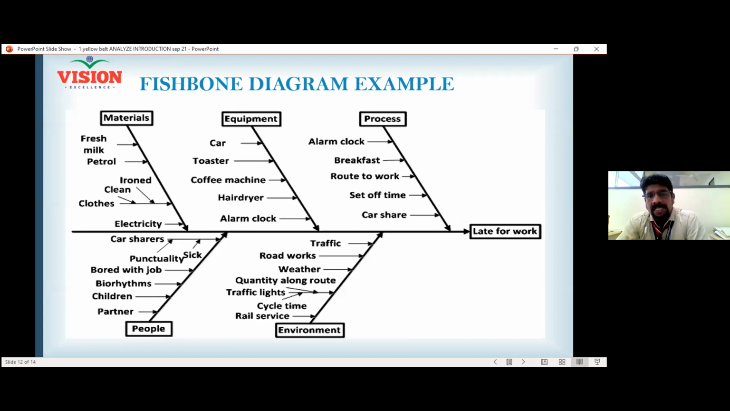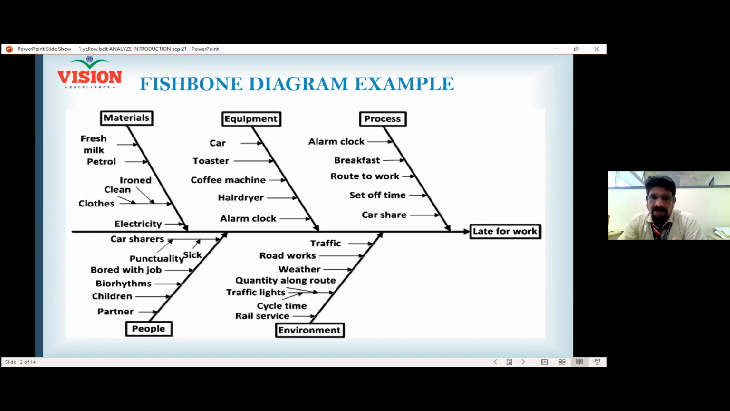Then what are the equipments connected to my friend's movement to work? He is using a car, a toaster machine for making breakfast, a coffee machine for making coffee, a hair dryer, and an alarm clock. Then what are the raw materials used? He is using milk to make coffee, petrol, glass, and electricity is being consumed. We can see so many possible factors are categorized here. Even the people connected with this morning office going, his family, his children, his boss, his friends, everybody is listed here. Then the surrounding environment.